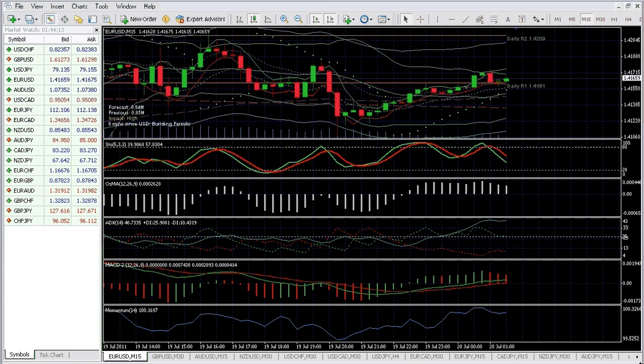So for example, looking at the Euro USD like we have on the screen here, if I think that the pair is going to increase in value, I'll simply submit an order to the broker to buy the pair. On the other hand, if I think that the pair is going to decrease in value, I'll just submit an order to the broker to sell the pair.